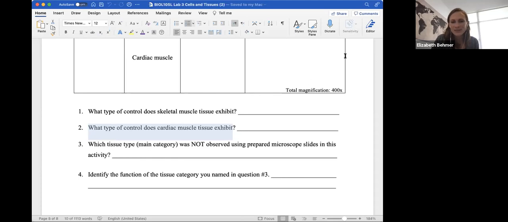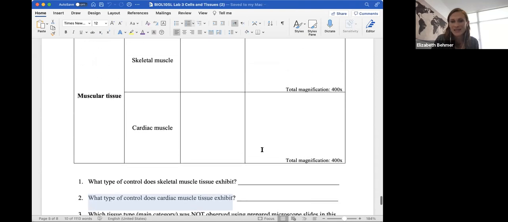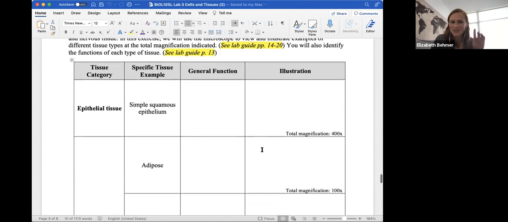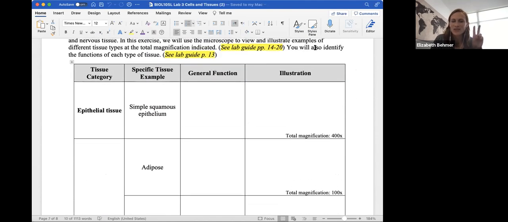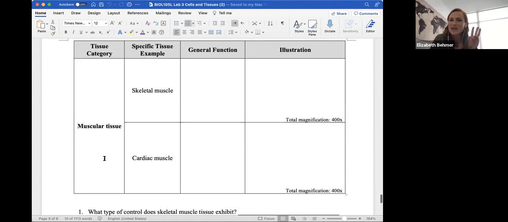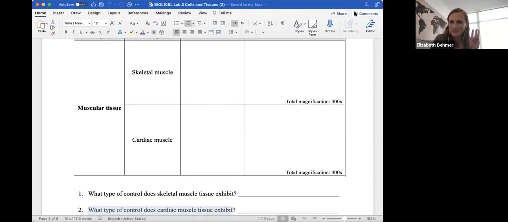Which tissue type was not observed using the prepared microscope slides in this activity? So there are four tissue types in the body. There's epithelial tissue, there's connective tissue, and then there's muscle tissue. The fourth main group of tissues in the body, does anyone know what it is that we did not go over?